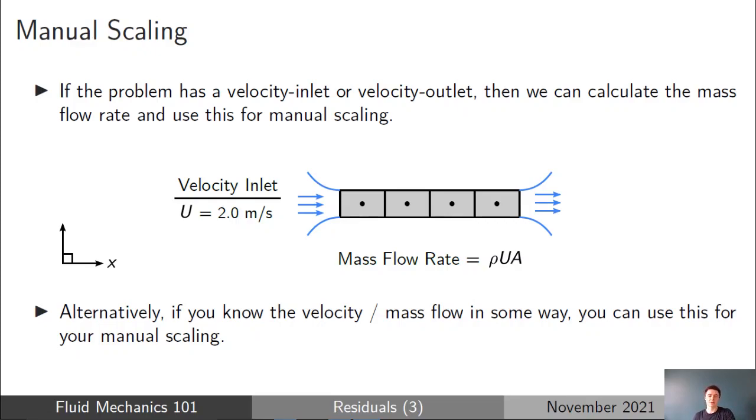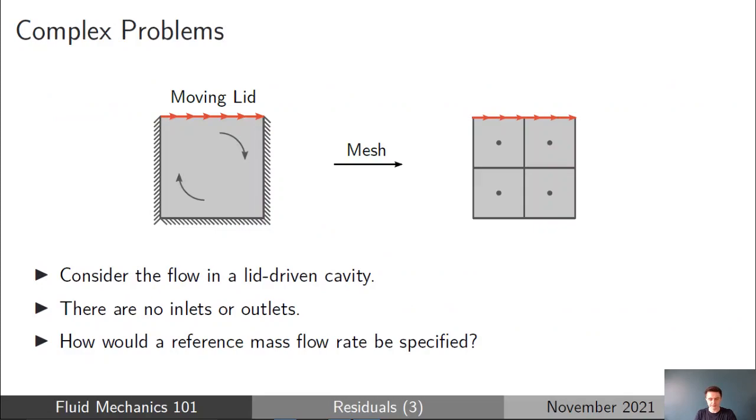And you could do the similar thing if you had multiple inlets or multiple outlets, for example. You can calculate ahead of time what the mass flow rate would be through each of those inlets and use that as manual scaling to scale your mass imbalance. You could do exactly the same thing as you would for the energy equation.